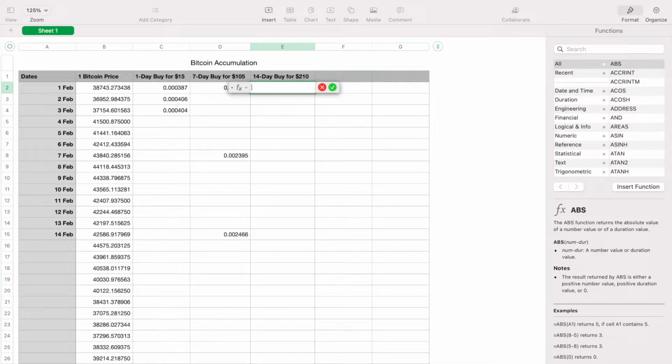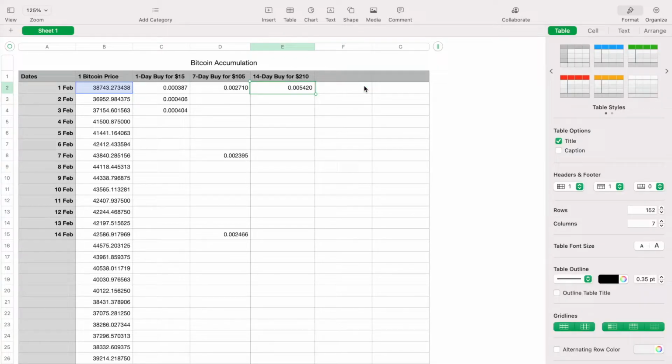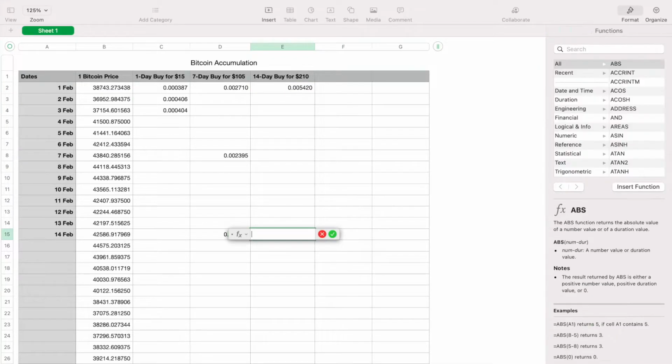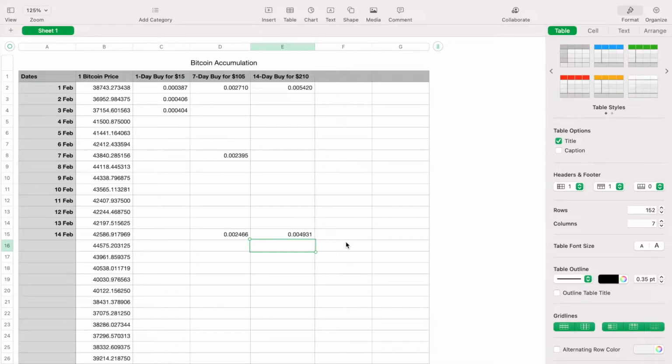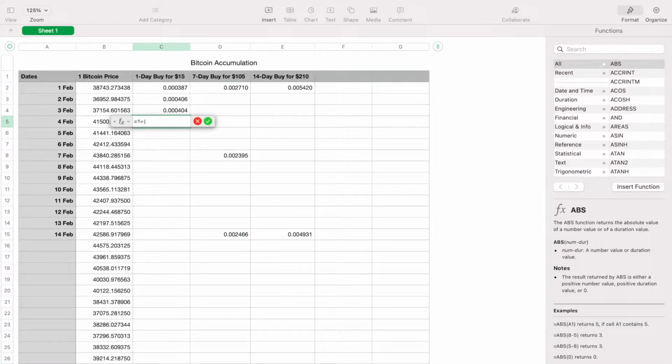In column D, I had just shown a pattern of buying Bitcoin every 7 days, and in column E, I will make calculations for a bi-weekly accumulation. Now, I will spend $210 to buy Bitcoin, but I will only do so every 14 days. So this is what the 3 different approaches would look like. Column E shows infrequent large buys. Column D shows a weekly medium-sized buy. And column C shows very small daily purchases of Bitcoin.